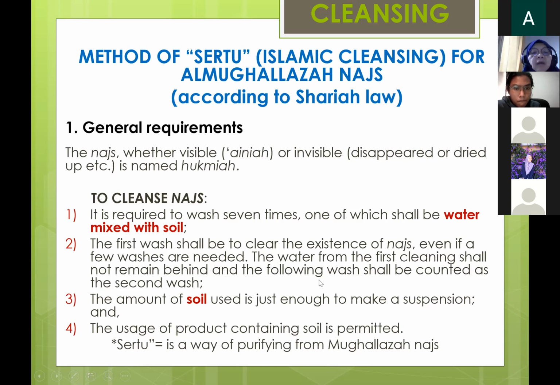Then the place is already cleansed from mughalazah najis. It's clean. We call it already removing the najis. Okay.